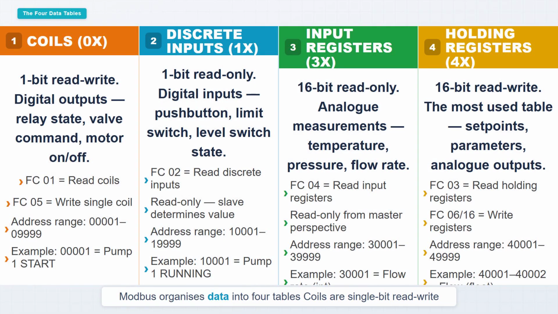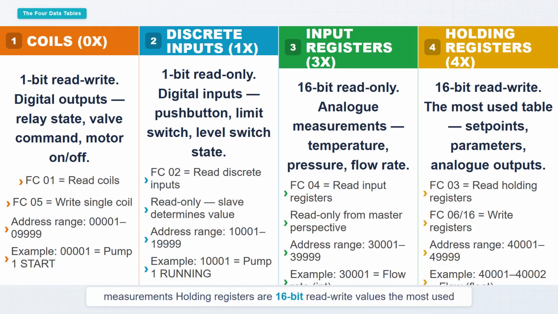Modbus organizes data into 4 tables. Coils are single-bit read-write values. They represent digital outputs like relay states or valve commands. Discrete inputs are single-bit read-only values: digital inputs like push-button states or limit switch positions. Input registers are 16-bit read-only values: analog inputs like current transmitter readings or temperature measurements.